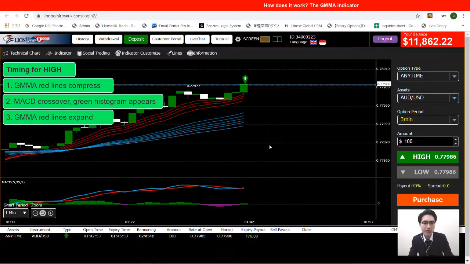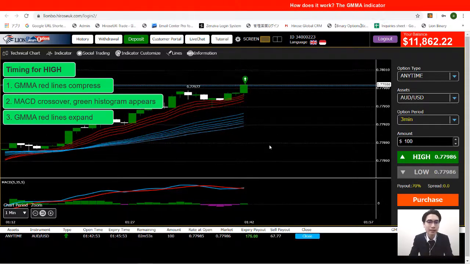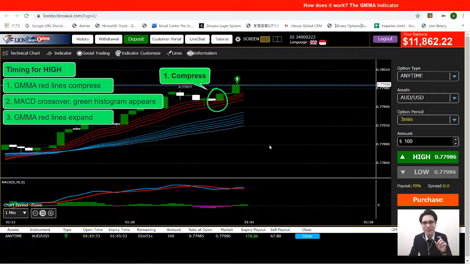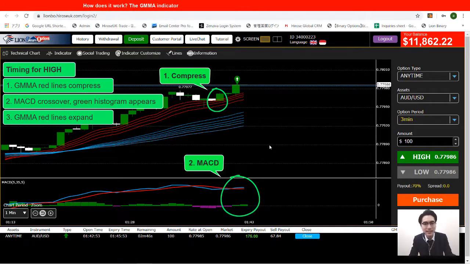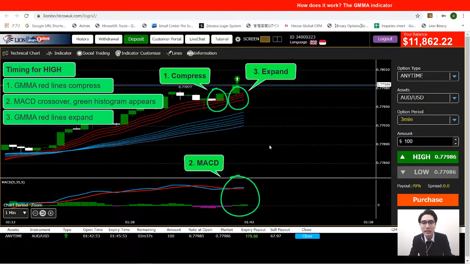As I mentioned just now, if you look at the red lines in the GMMA, they actually compress a little bit, and then I move on to the MACD, and I see the two lines in MACD cross over and give me a green histogram. After I get that from the MACD, I move back to the GMMA, and I see the red lines start to expand. That's why I placed my trade there.